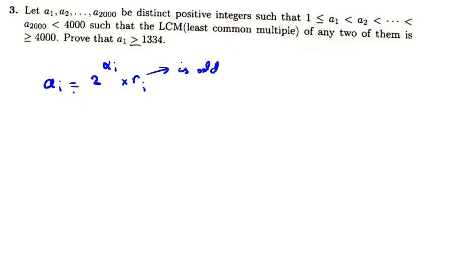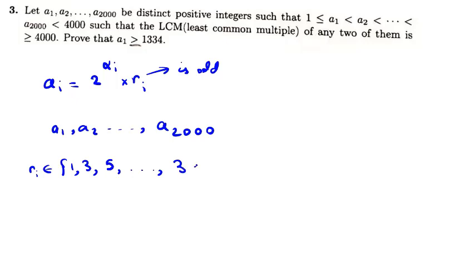So here we say, okay, if we have A1, A2, up to A2000, 2000 numbers, and Ri can be 1, 3, 5, up to 3999. So they are around, if I consider this, the numbers in A equals 4000 over 2, which equals 2000.